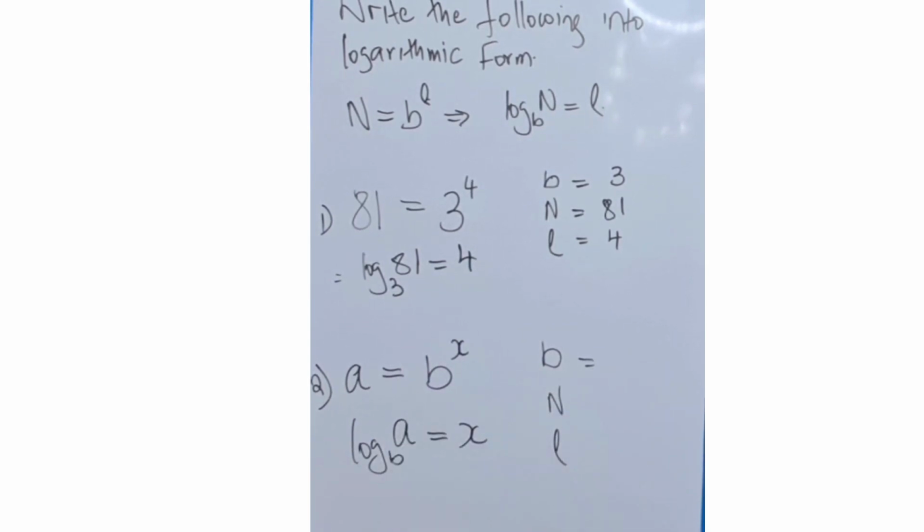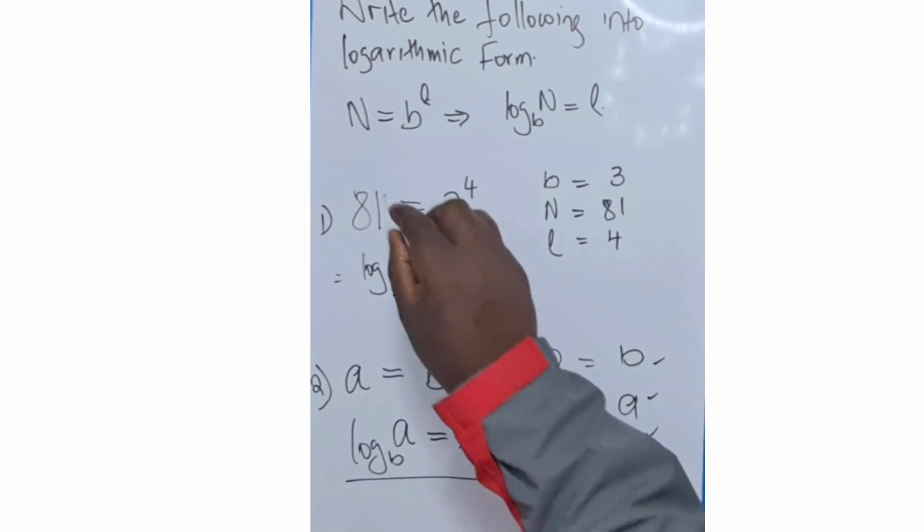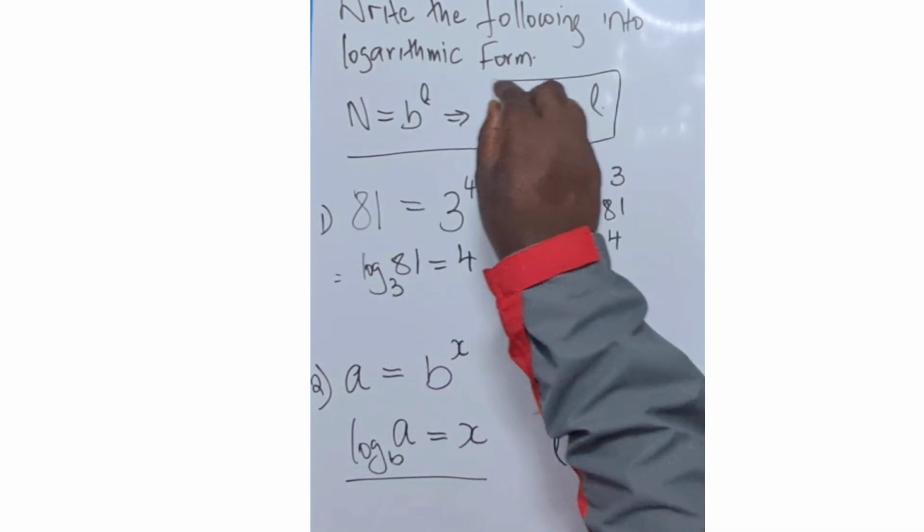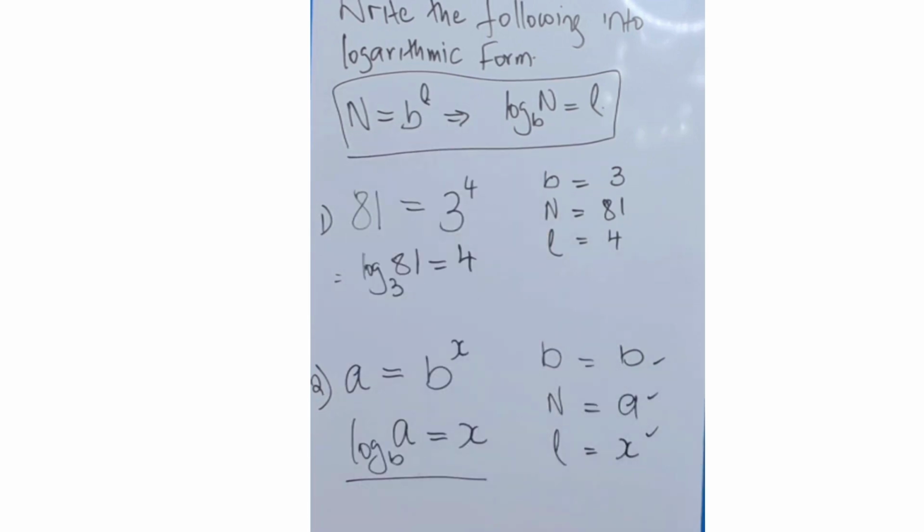So in this case, which one is the base? Our base is b. And the n, which is the number, is going to be a. And then l, which is our logarithm, is going to be x. Once you have all of these identified, you can plug them in, then you get your answer. We used the definition of a log.